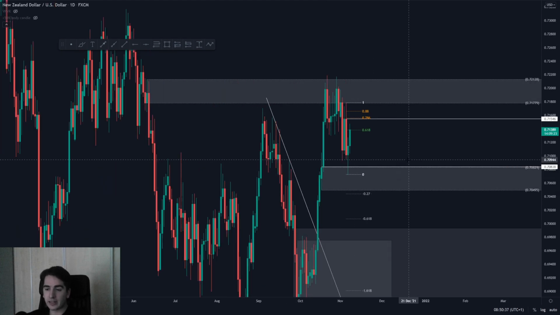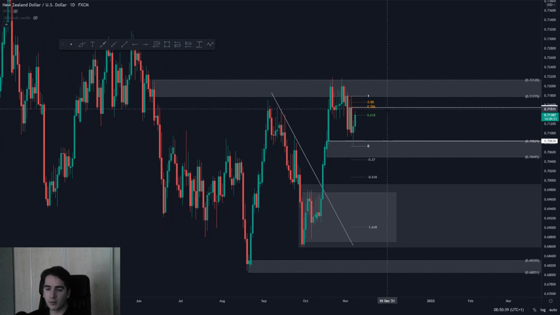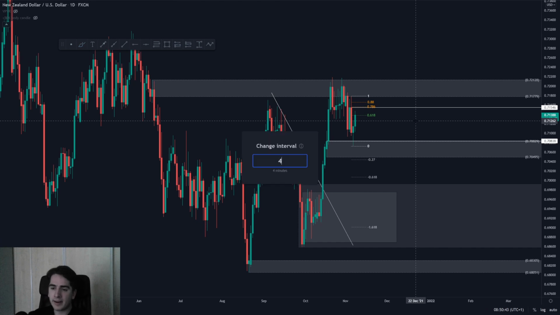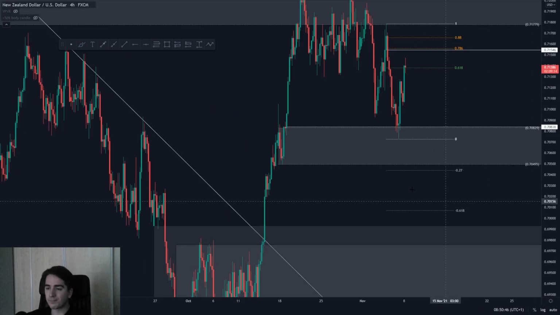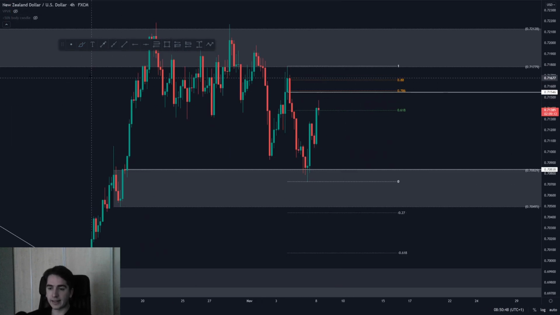But yeah, looking at the current daily structure, as we can see, just pulling back, pretty messy still, but I am still expecting a push further down from this pair. Going back towards the 4 hour, yeah, just going to be waiting for us to hit 4 hour liquidity before looking for further downside from this pair.